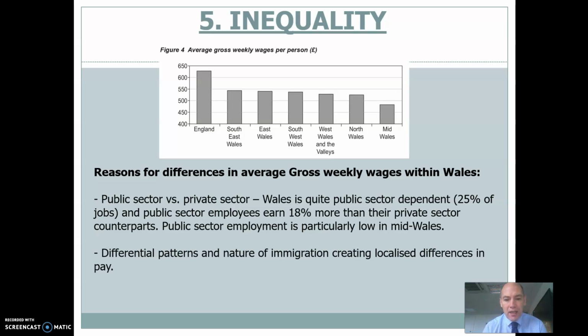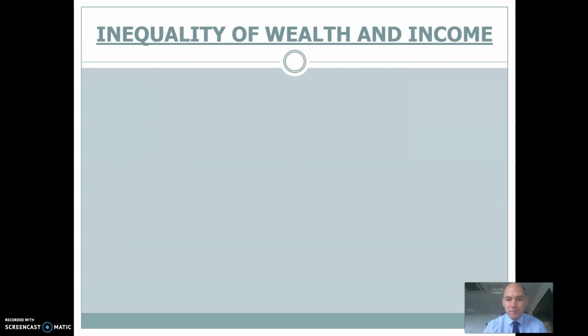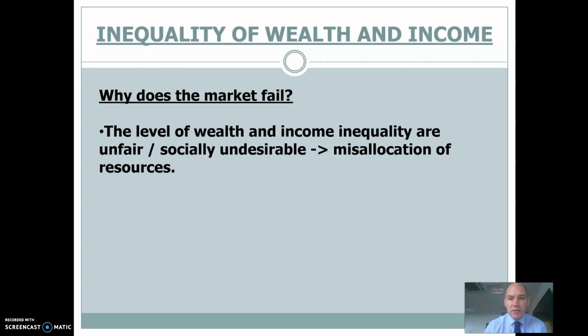Also, there are different patterns, and the nature of immigration causes localised differences in pay, so that will depend on how many people are coming into what particular town, and in what particular industry as well. Okay, why does the market fail in terms of inequality of wealth and income overall? Well, really, the level of wealth and income inequality is deemed to be unfair, socially undesirable, and it does lead to a misallocation of resources.